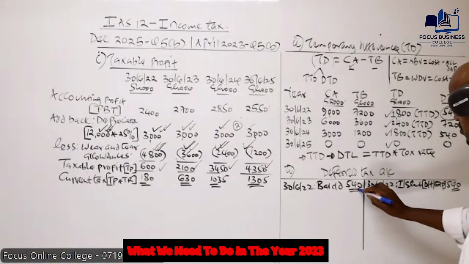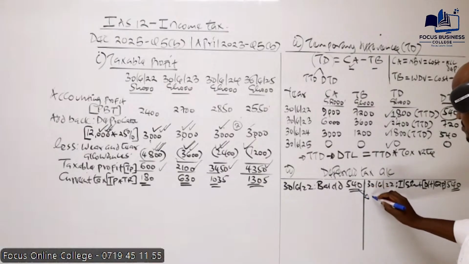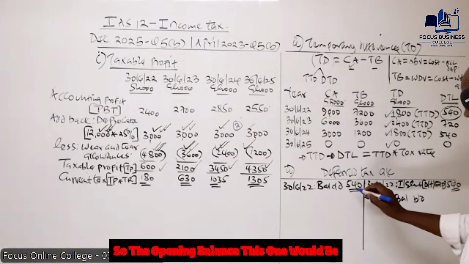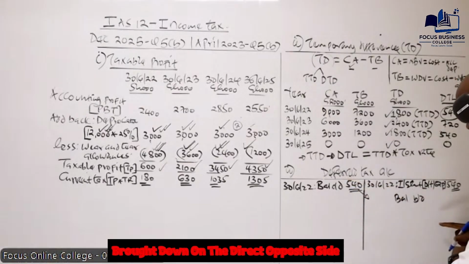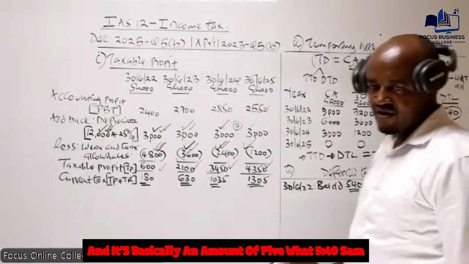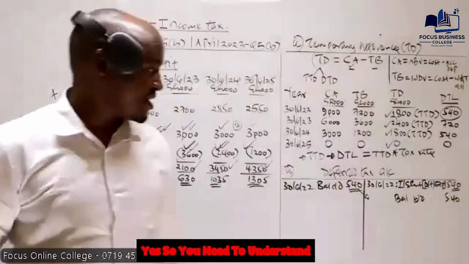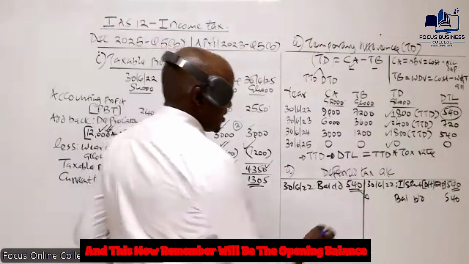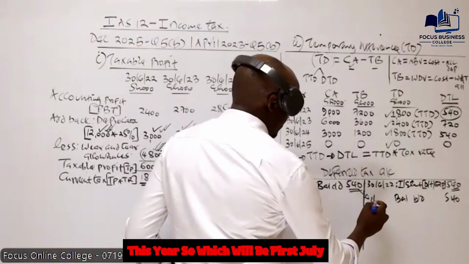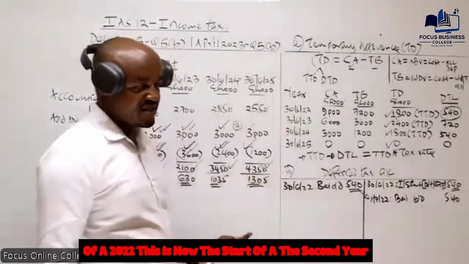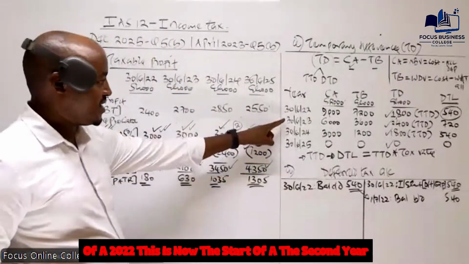So what we need to do in the year 2023, first of all, is to bring down the opening balance. The opening balance will be brought down on the direct opposite side, and it is an amount of 540. You need to understand what you're doing here, because this is one of the items the majority of students don't understand. This will be the opening balance this year, 1st July of 2022. This is now the start of the second year.